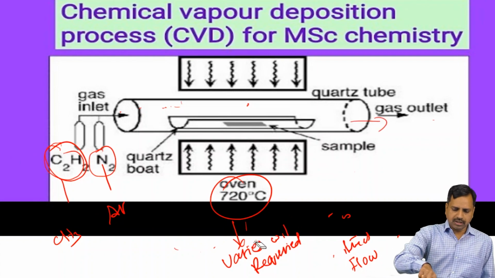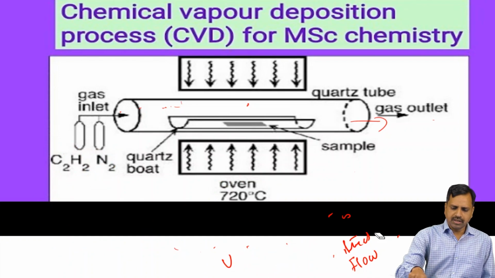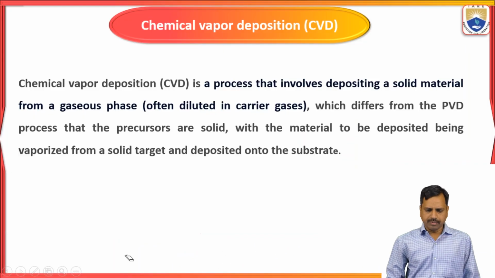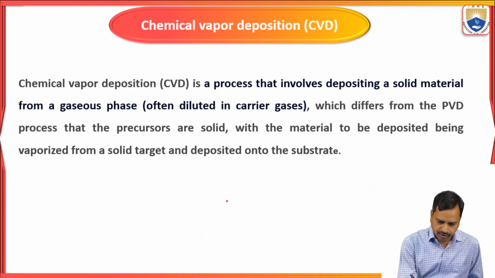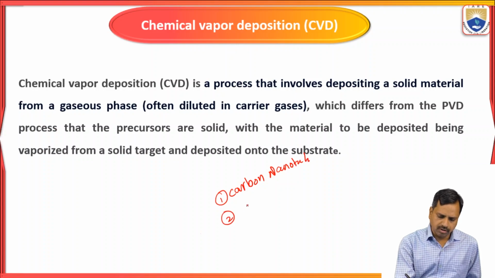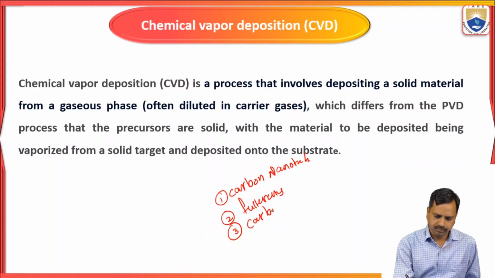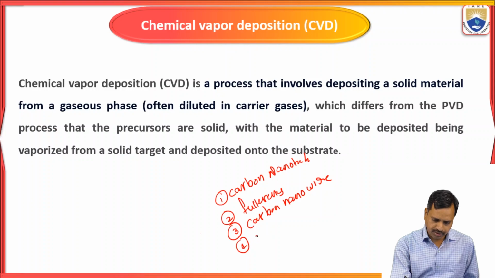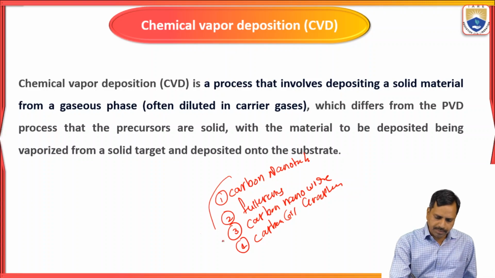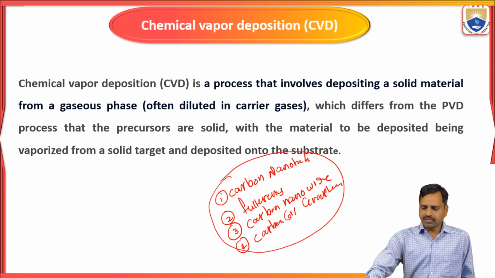So what are the output particles we expect from the chemical vapor deposition method? The first one may be carbon nanotubes. The second one, fullerenes. The third one, carbon nanowires, and the fourth one is graphene. So we may get these four types of carbon nanomaterials.